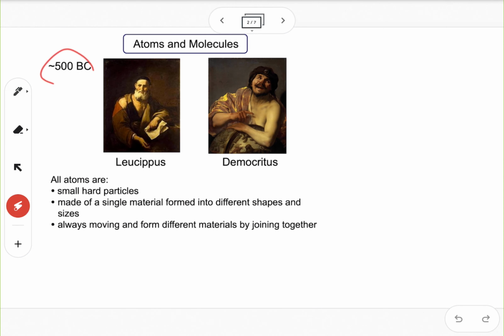A long time ago, 500 BC, these two philosophers developed some ideas about the possible units of the materials around us. They said that the units are called atoms. These atoms are small and hard particles, made of single materials, with different shapes and sizes, and they are always moving around. Of course, at that time they didn't have the fancy equipment or instruments to verify their ideas.